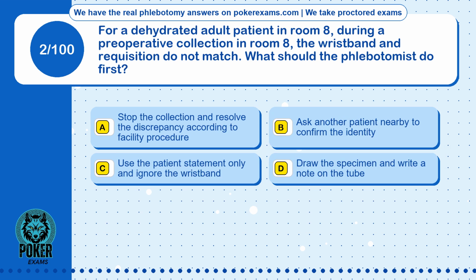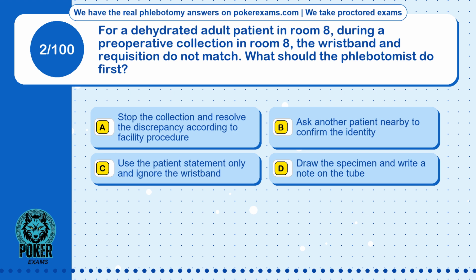Question 2. For a dehydrated adult patient in room 8, during a preoperative collection, the wristband and requisition do not match. What should the phlebotomist do first? Option A. Stop the collection and resolve the discrepancy according to facility procedure. Option B. Ask another patient nearby to confirm the identity.